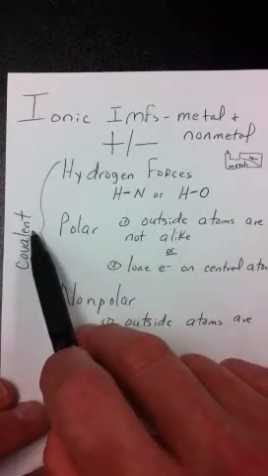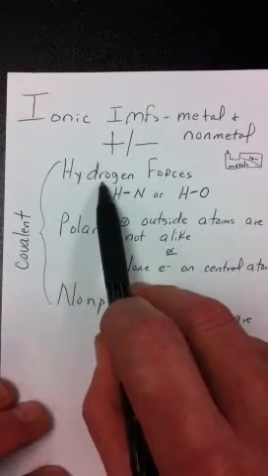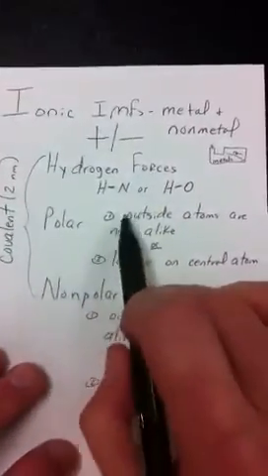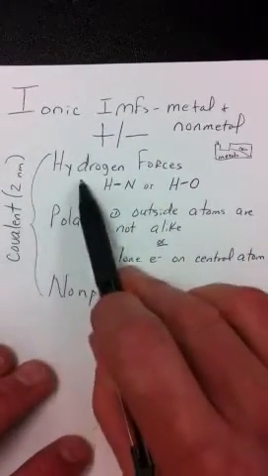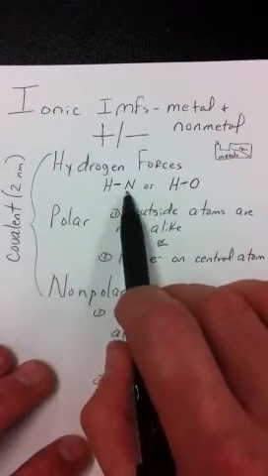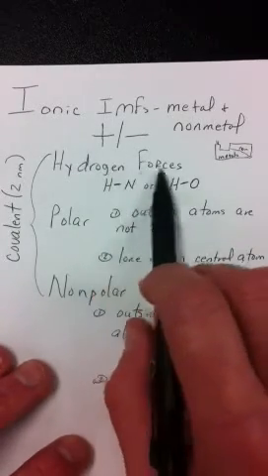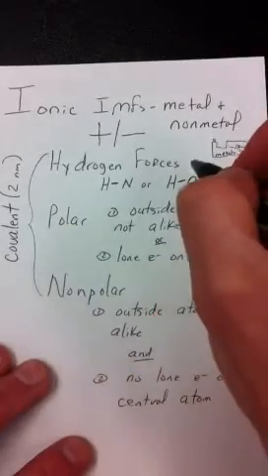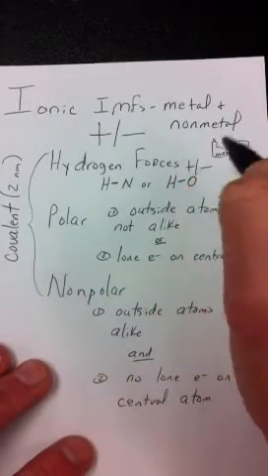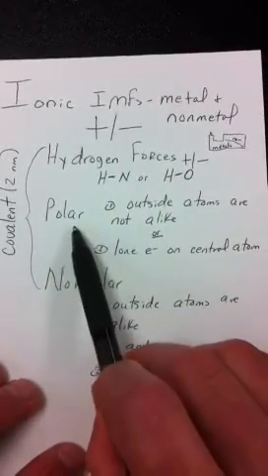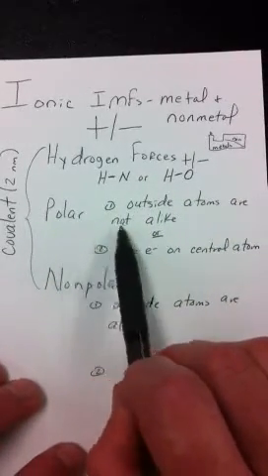There are some covalent compounds that give us hydrogen forces, and a covalent compound occurs when you have 2 nonmetals joined together. So if your covalent compound has hydrogen attached to N or hydrogen attached to O, nitrogen and oxygen, you have hydrogen forces. And these are still fairly positive and negative, but they're not quite as negative as the ionic forces.